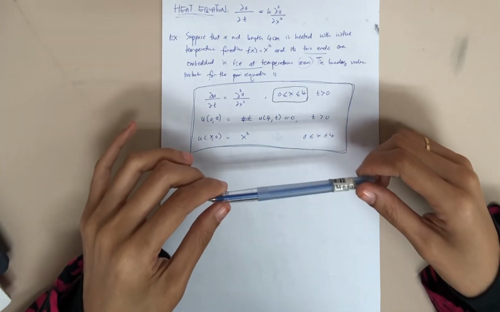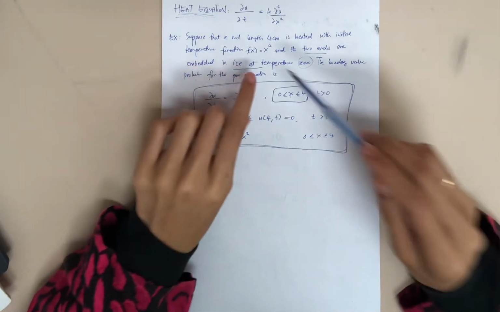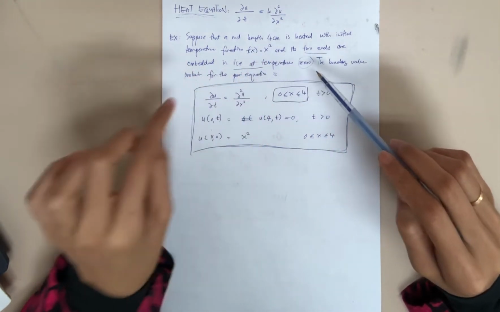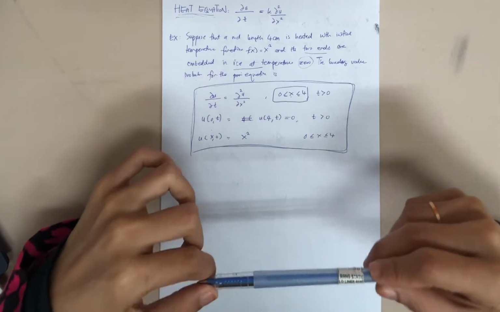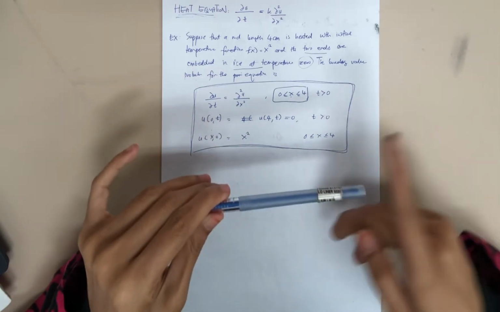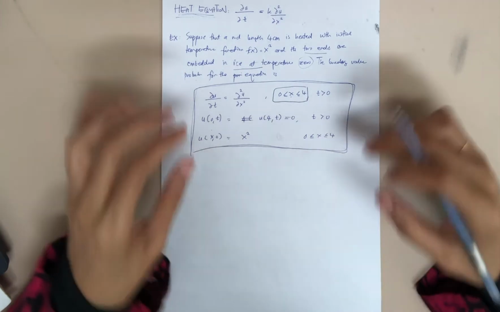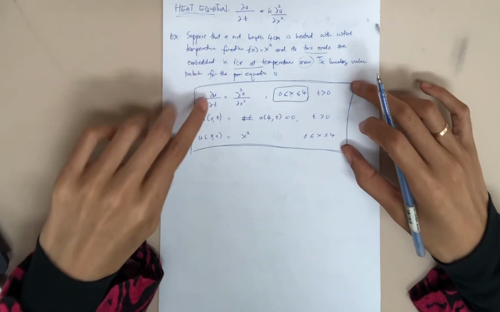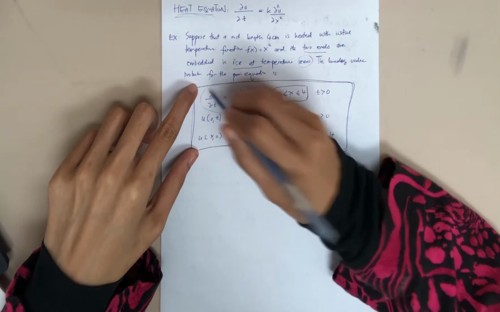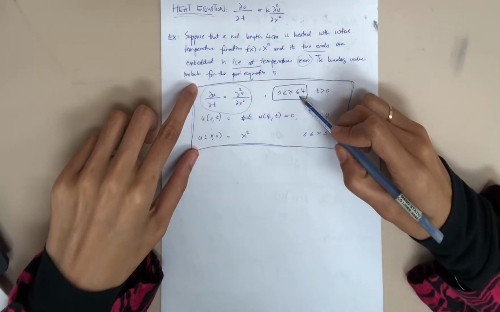Sorry, the initial temperature is given by this function. This is the temperature at the two ends, the temperature of this end and this end. And then the boundary value problem is given by this. So this is your heat equation. And then this is the length of the rod.